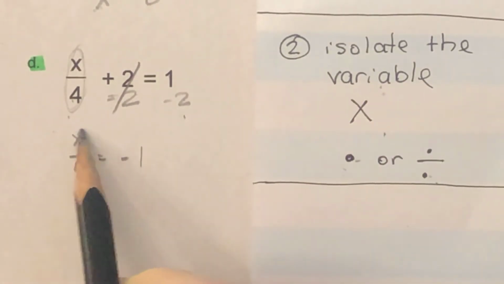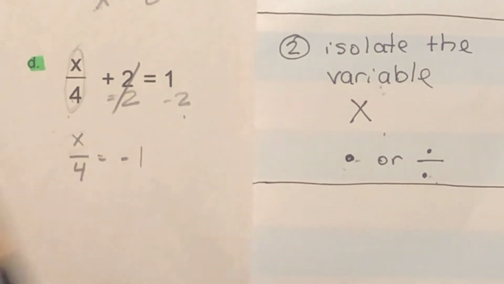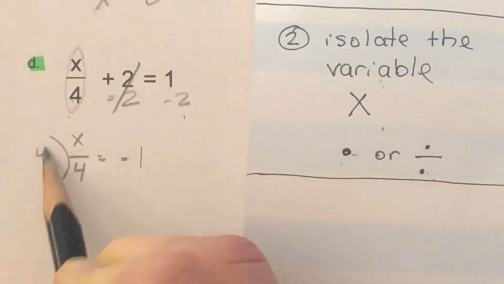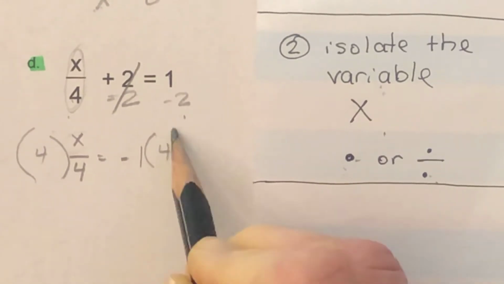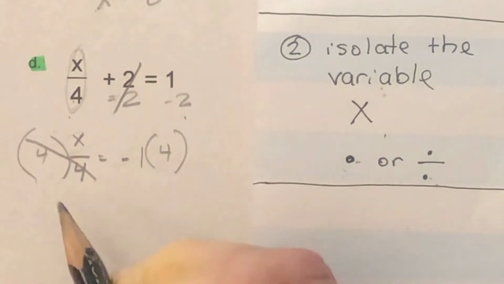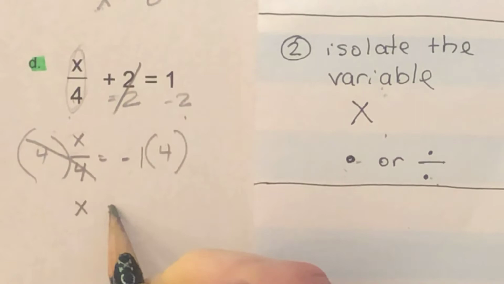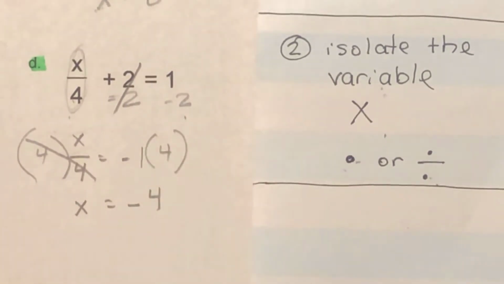Isolate the variable. Now I want to get just the variable by itself. The opposite of divide by 4 is times 4. I'm left with x equals negative 4.